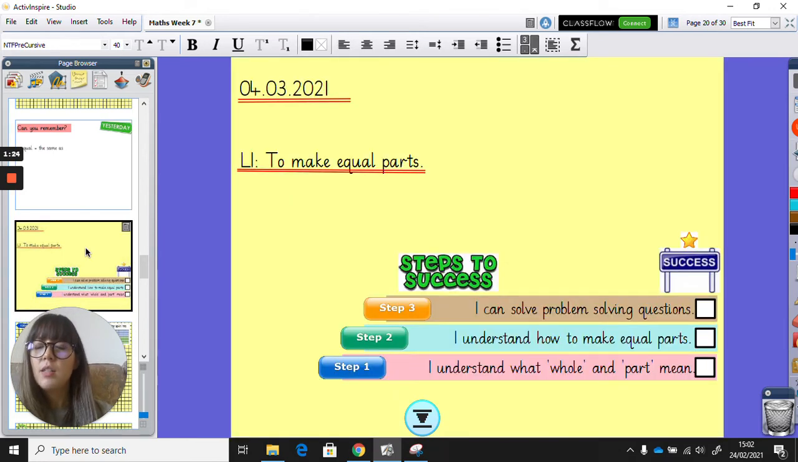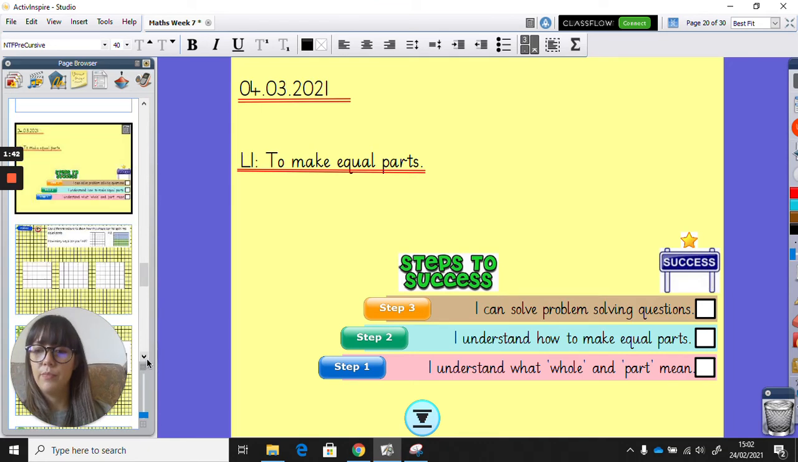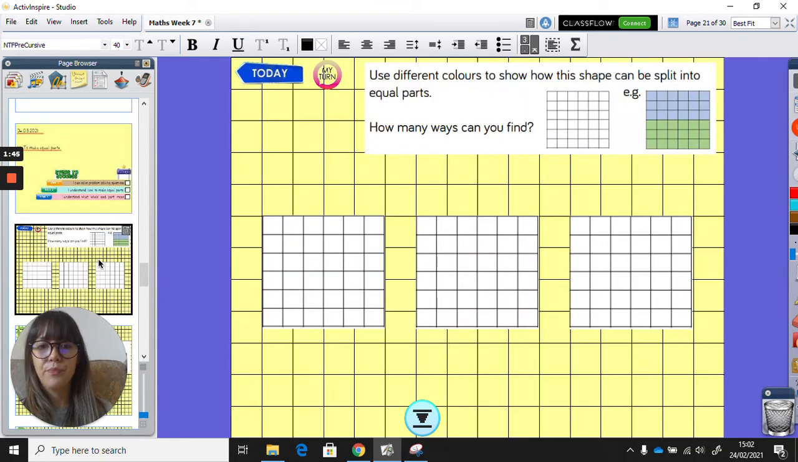So, today is the 4th of March 2021 and our LI is to make equal parts. Now step 1 is to understand what a whole is and then a part is. Step 2 is I understand how to make equal parts. And step 3 is I can solve problem-solving questions. Let's get started. So today, use different colours to show how this shape can be split into equal parts. Now let's see how many different ways we can find.